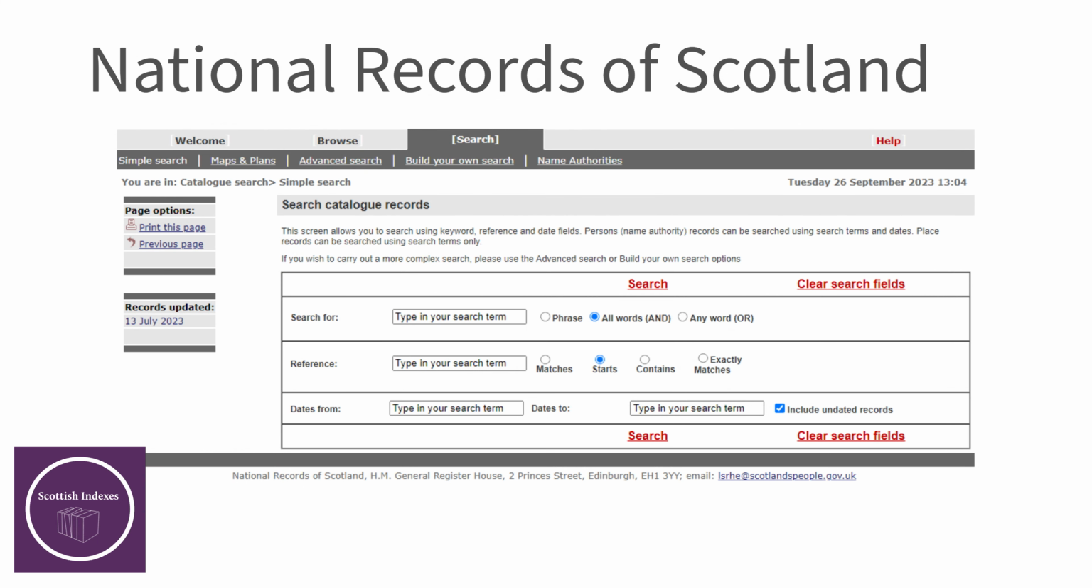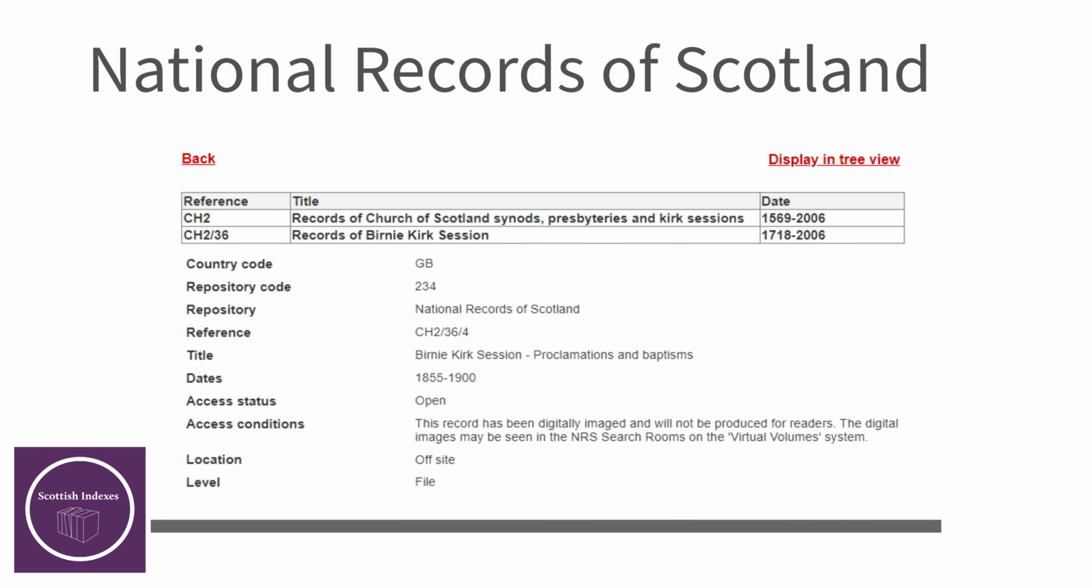Step 1 is to find the baptism register. It may well have been deposited at the National Records of Scotland, so use their catalogue to search to find out what they have. If they do have it, the catalogue should tell you if it's been digitised, and in that case you'll be able to access it either in the search room of the National Records of Scotland, or you may be able to search it at some local archives.